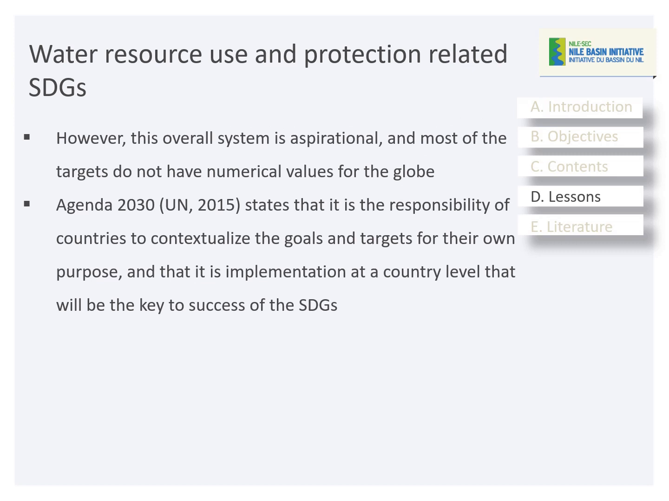However, this system is largely aspirational, and most of the targets do not have numerical values for the globe. The Agenda 2030, established in 2015 by the United Nations, also states that it is the responsibility of each nation to contextualize the goals and targets for their own purpose, and that implementation at a country level would be key to the success of the Sustainable Development Goals. So in effect, each nation has the responsibility to establish their own targets to achieve these 17 Sustainable Development Goals.